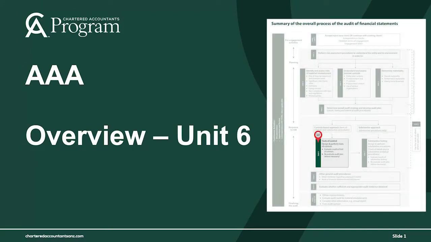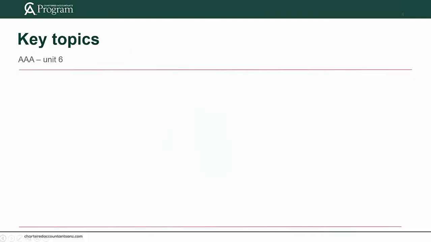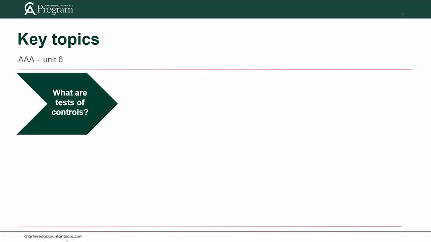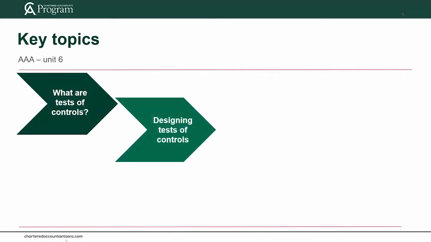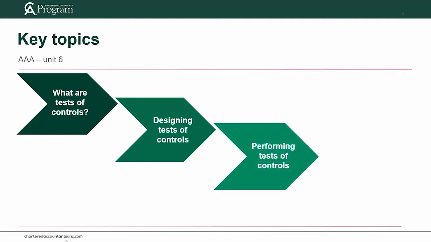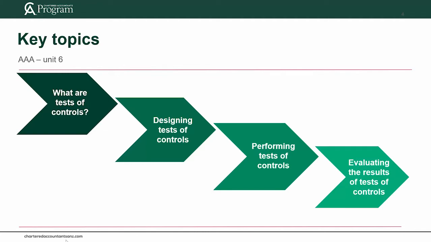This video will give you a quick overview of what's covered in Unit 6. Unit 6 covers the following key topics: what are tests of controls, designing tests of controls, performing tests of controls, and finally, evaluating the results of tests of controls.